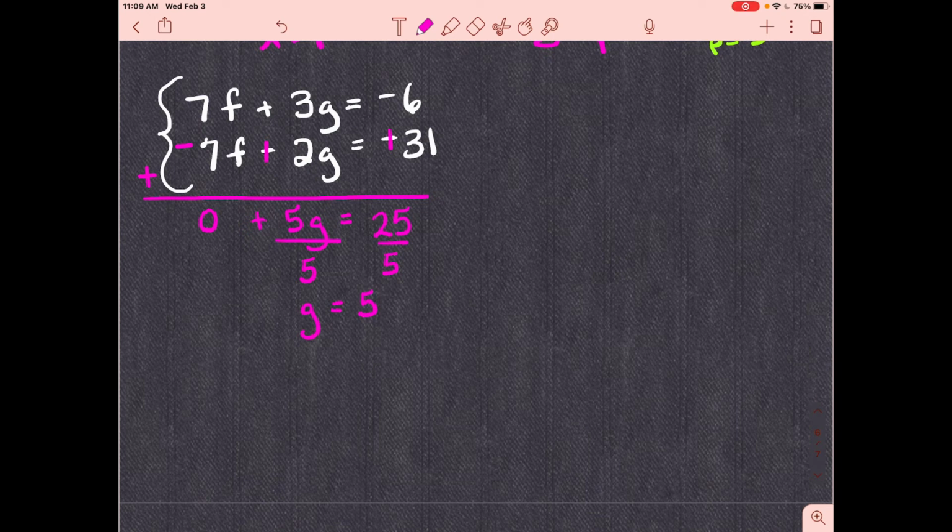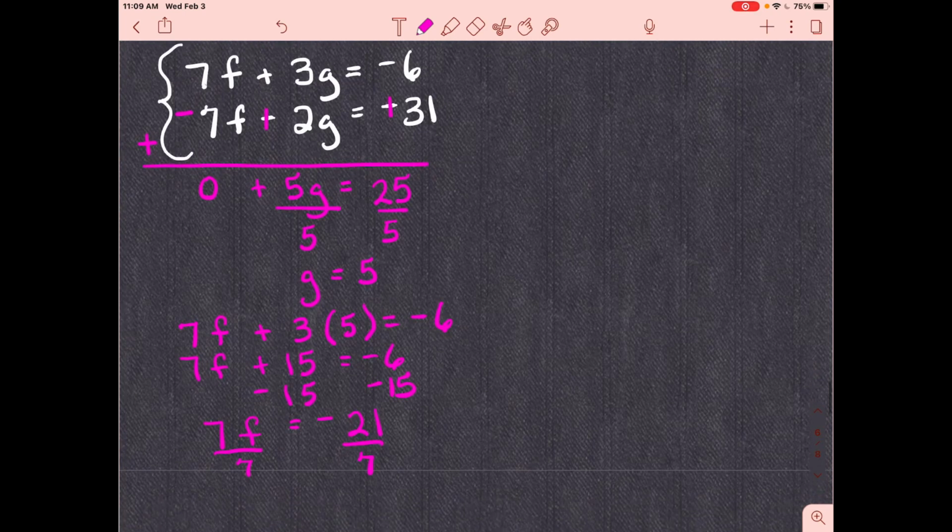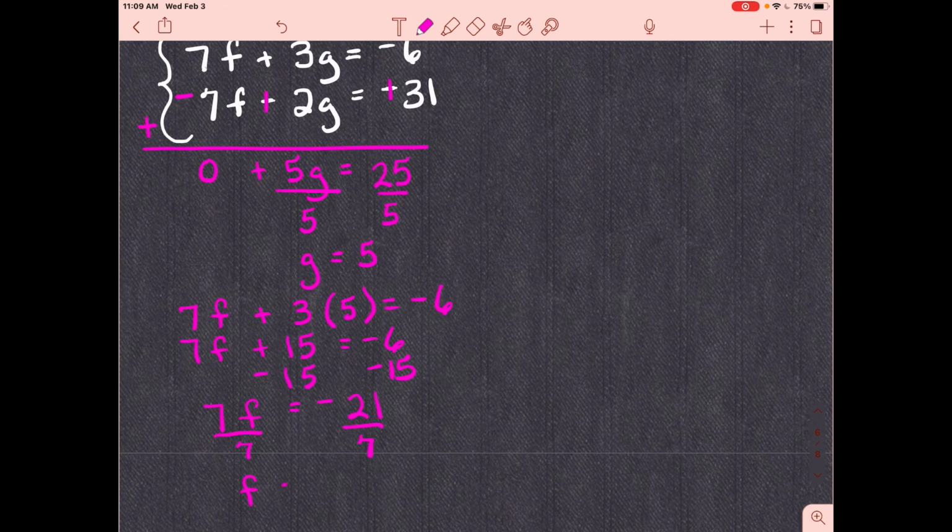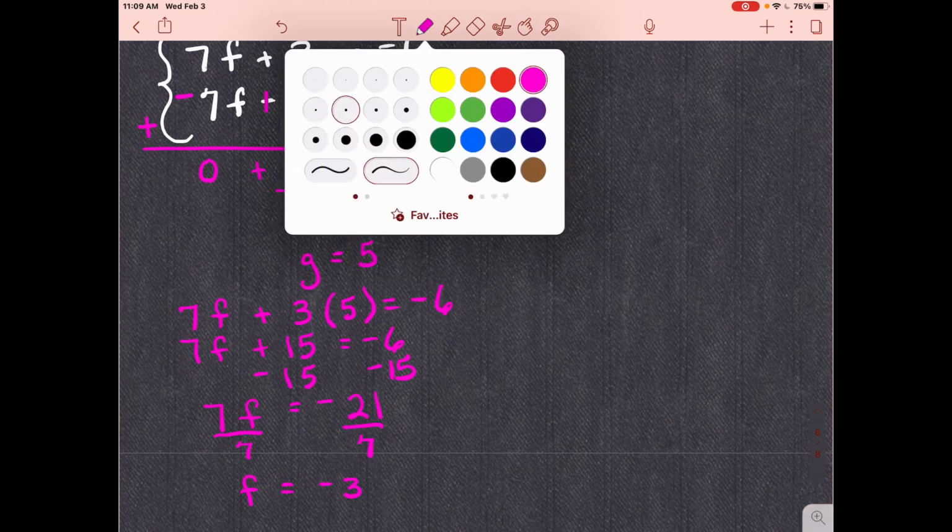I'm going to plug it in somewhere. Let's go ahead and do 7F plus 3 times 5 equals negative 6. So we have 7F plus 15 equals negative 6. Subtract 15 and get 7F equals negative 21. Dividing by 7, I get F equals negative 3. All right, I should have a complete answer now.